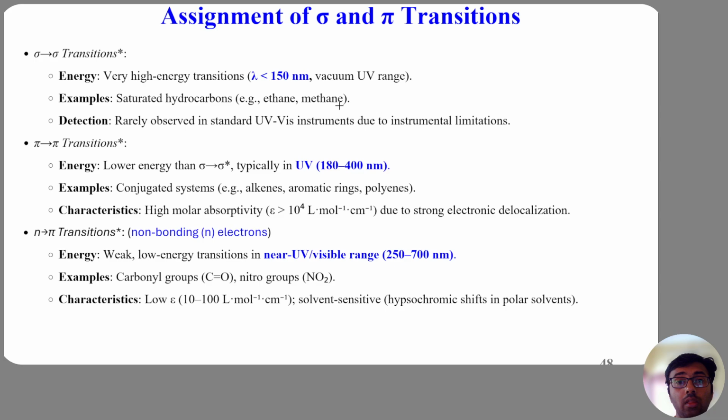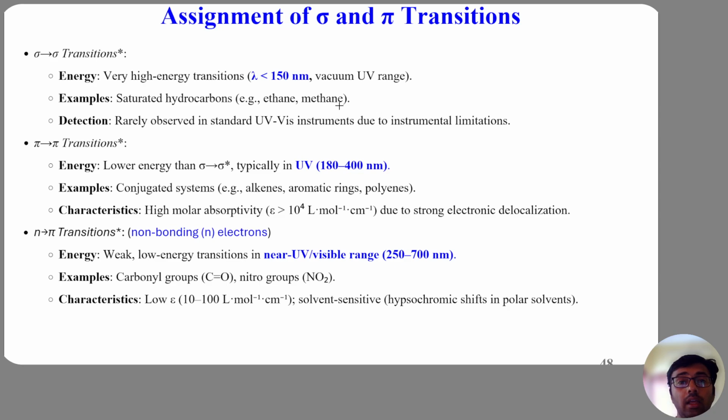The second category is pi to pi star transitions. These are extremely important for practical spectroscopy. They involve delocalized electrons in double bonds and aromatic systems. They require moderate energy and appear between 180 to 400 nanometers. Examples include alkenes, polyenes, and benzene rings. These transitions show very high molar absorptivity, typically greater than 10,000. The strong intensity arises from high transition probability and electron delocalization.